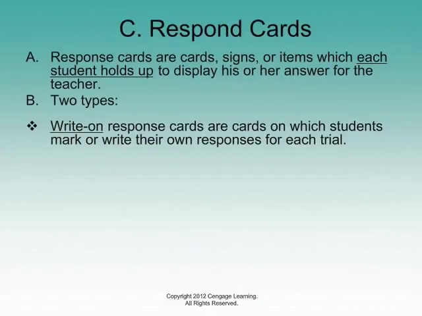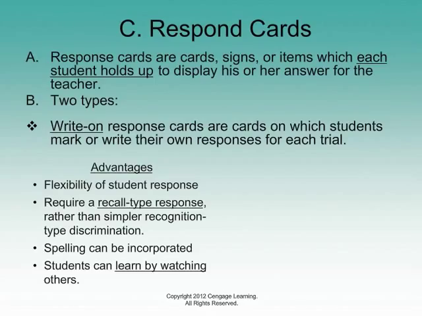So I love response cards. Response cards are cards, signs, or items that each student can hold up to display his or her answer. There are 2 types. Write-on response cards are those on which students can mark or write their own responses for each trial. You can use dry erase boards, laminated poster board, individual chalkboards. It's just something small the student has in their hand that they will physically write their answer on.